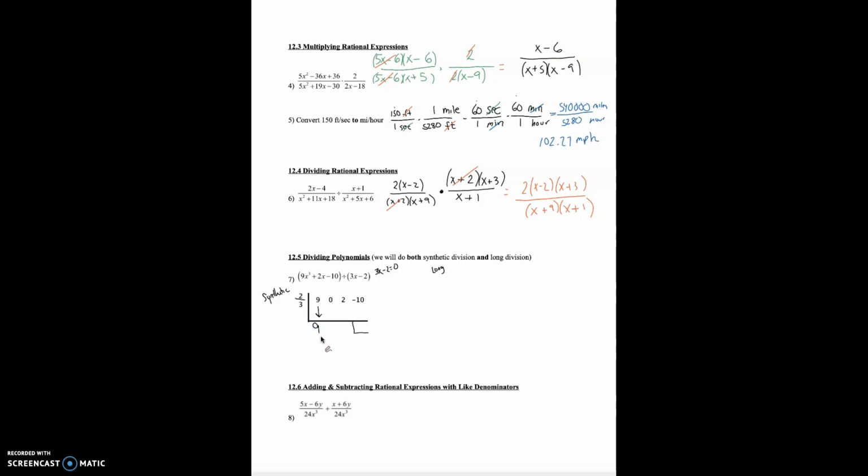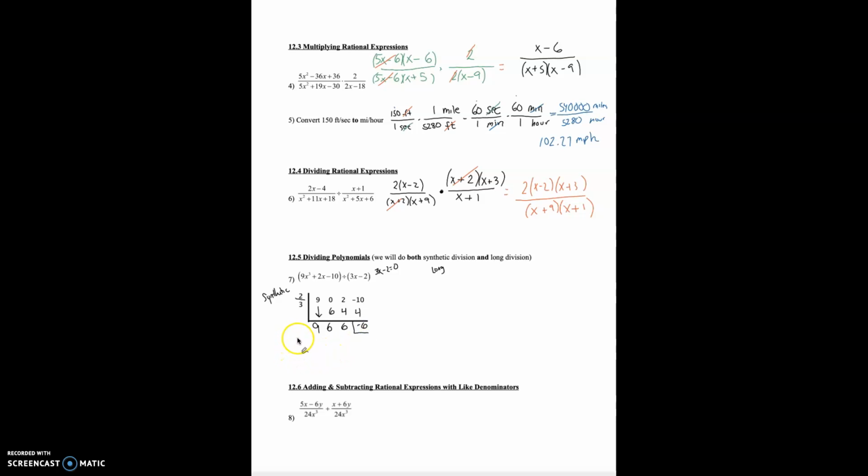Then we multiply 9 times 2/3, and we get 6. 0 plus 6 is 6. Then we multiply 6 times 2/3, and we get 4. 2 plus 4 is 6. Then we multiply 6 times 2/3 again, and we get 4. Negative 10 plus 4 is negative 6.